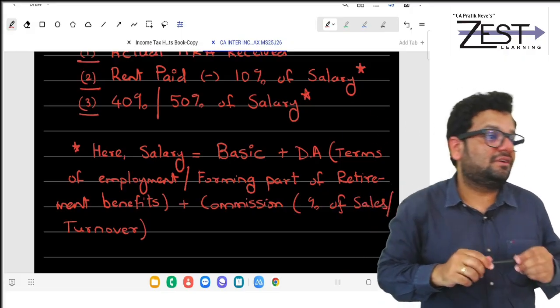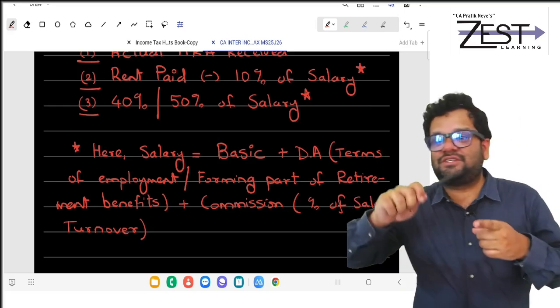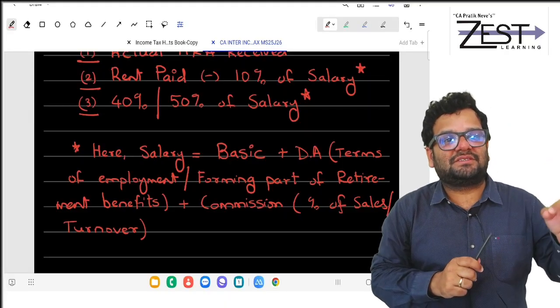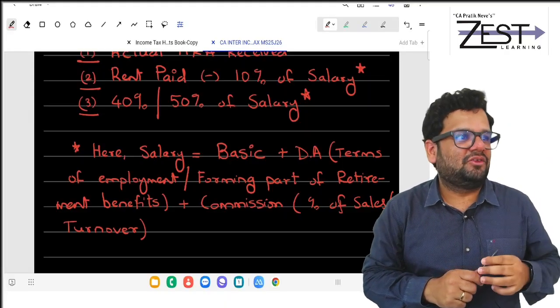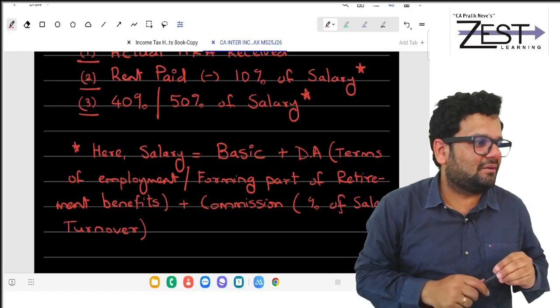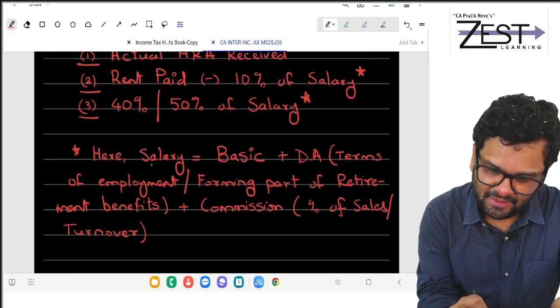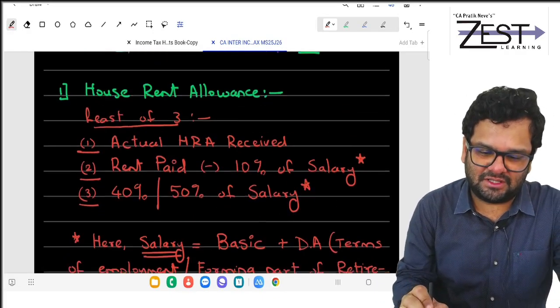Commission. Which commission? Not the commission which is given as a lump sum. Commission which is given as a percentage of sales. Not a monthly fixed commission. Not that commission. So this formula is fixed. This is your salary for HRA.